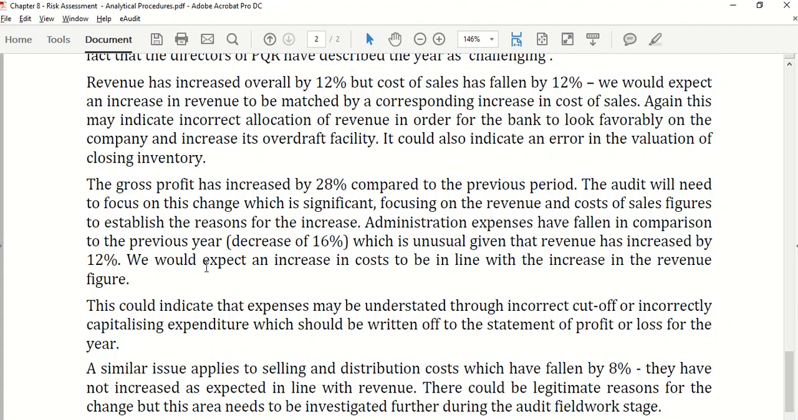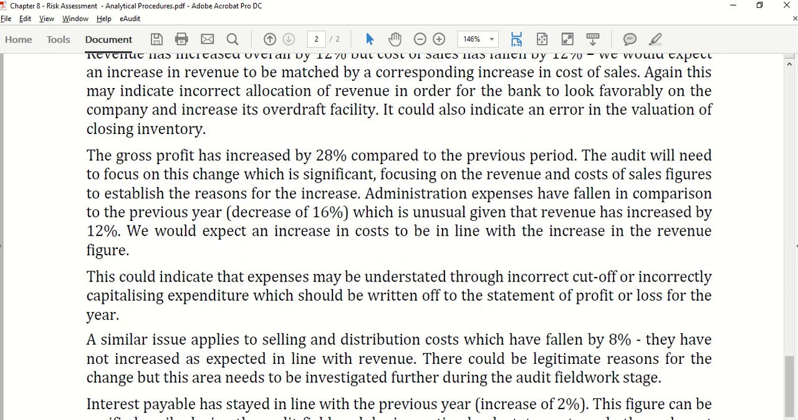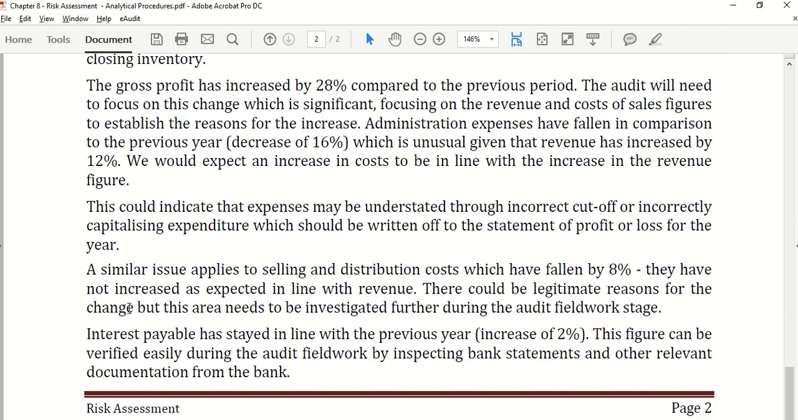Right? We would expect an increase in the cost to be in line with the increase in the revenue figure. This could indicate that expenses may be understated through incorrect cutoff or incorrect capitalizing of expenditures, which should be written off to the statement of profit or loss for the year. Maybe they have been capitalized without being charged to the P&L.